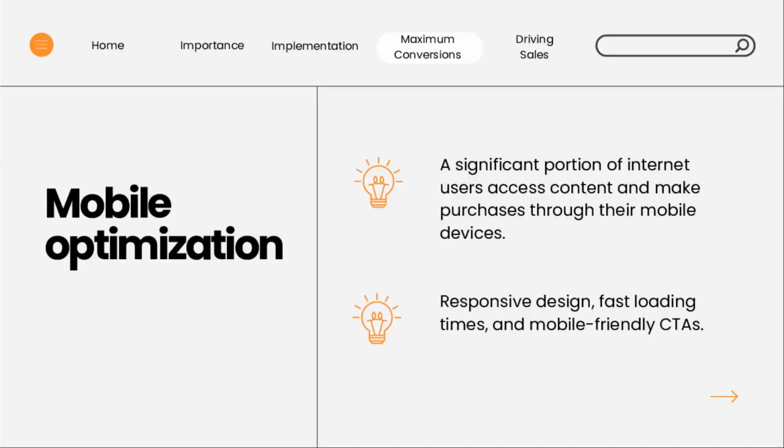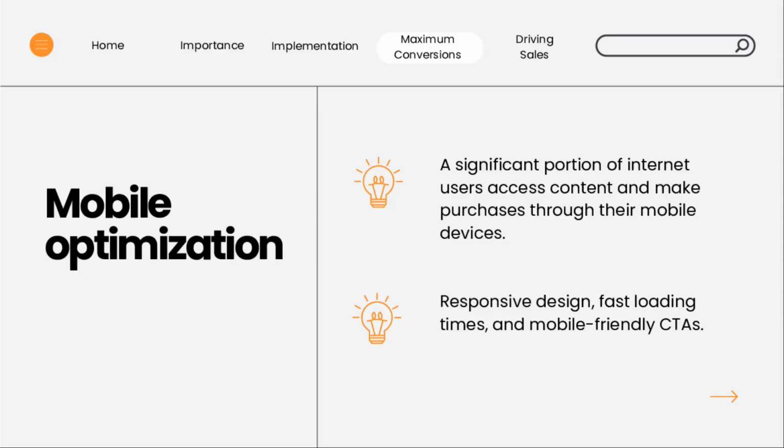Mobile optimization. This is something that can often be overlooked, but there are just too many people reviewing content and making purchases online through their mobile phone to not make sure that if you set up a landing page or even a lead magnet funnel, everything can be easily navigated from a phone. It needs to be responsive. It needs to be fast loading, and you need to have mobile-friendly CTAs.